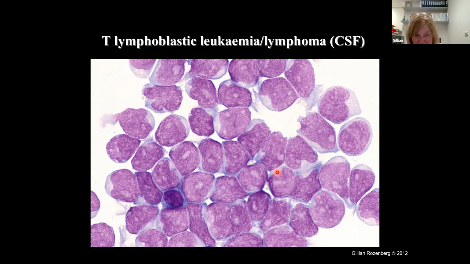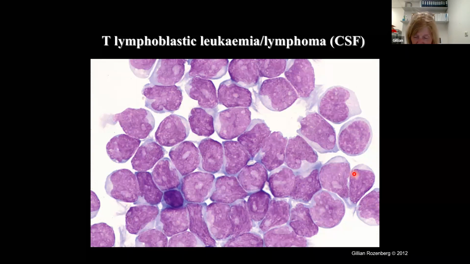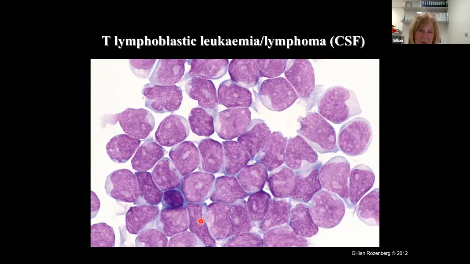And they are T cells, so you can see cleaved cells, and you get an idea that there are some that are a bit cleaved. Not quite as good as I thought it might be, but a classical CSF. So CNS relapse probably in this particular case.